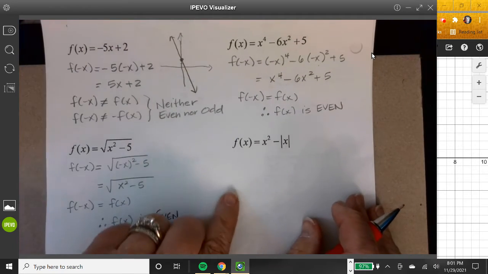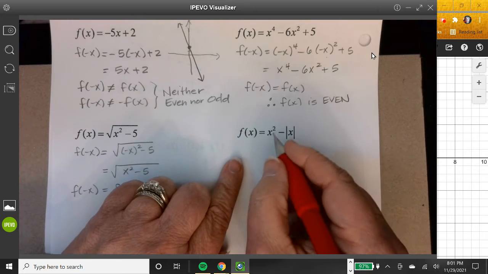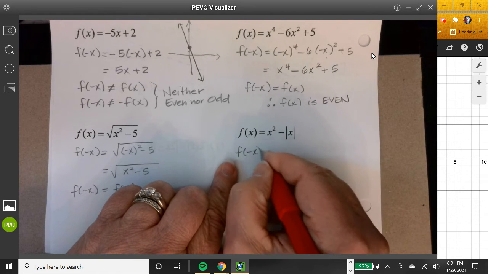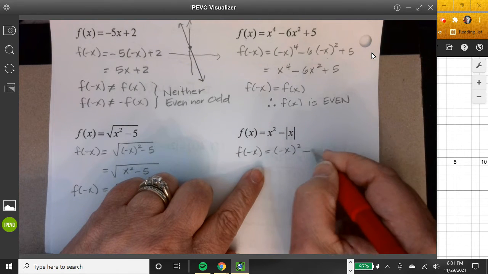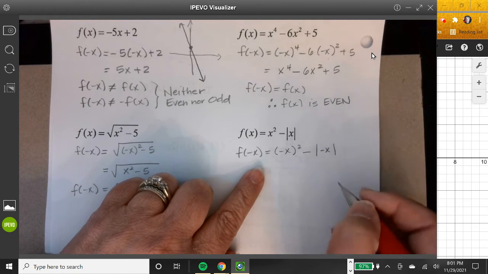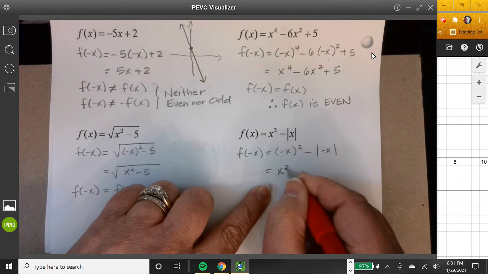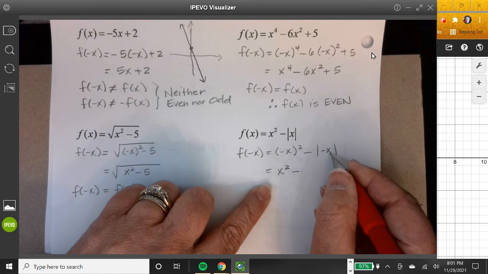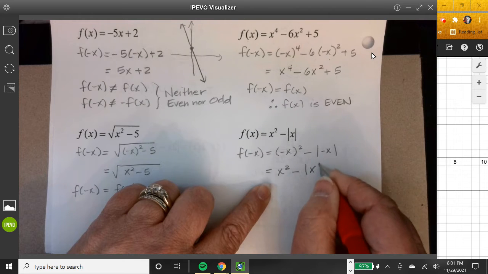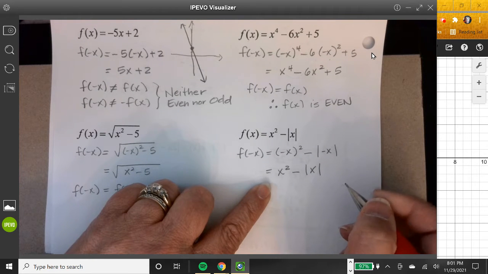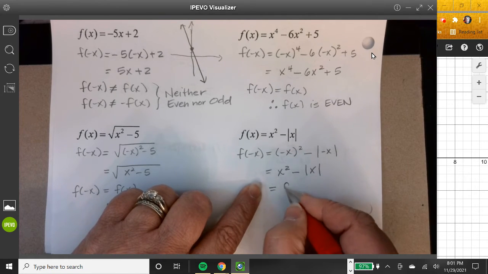All right, this next one, f of x equals x squared minus absolute value of x. So let's plug in f of negative x equals, let's try, negative x quantity squared minus absolute value of negative x. So what happens when you square a negative number? You get a positive number. So this is x squared minus absolute value of x, since absolute value of negative x is equal to absolute value of x. And so this has implications here that says that that's f of x.